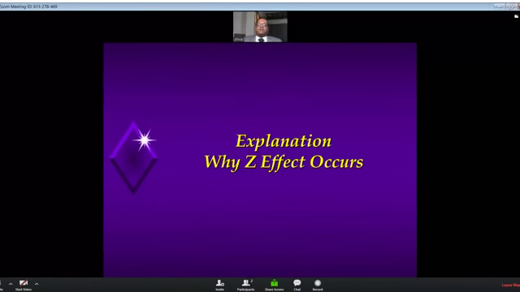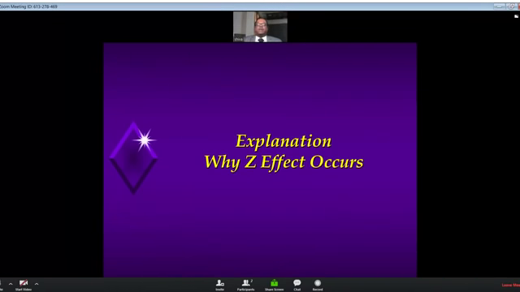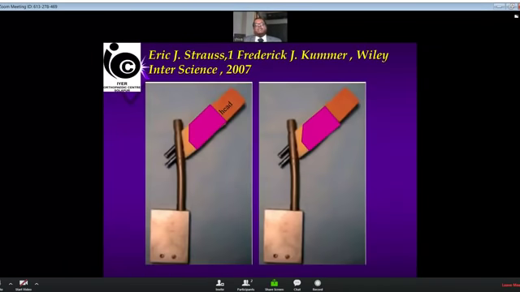These are some of the explanations for why Z effect happens. I have been talking about this for quite some time and I have seen the literature. There are varieties of explanation which are given for this phenomenon. There are more than 40 types of explanation available, but the best I thought is the one here by Millay in the Interscience in 2007.